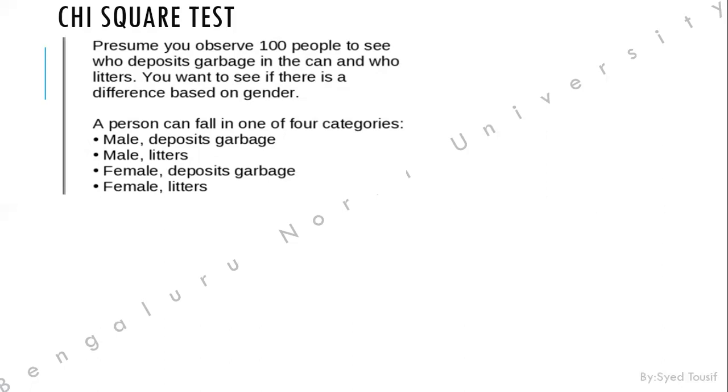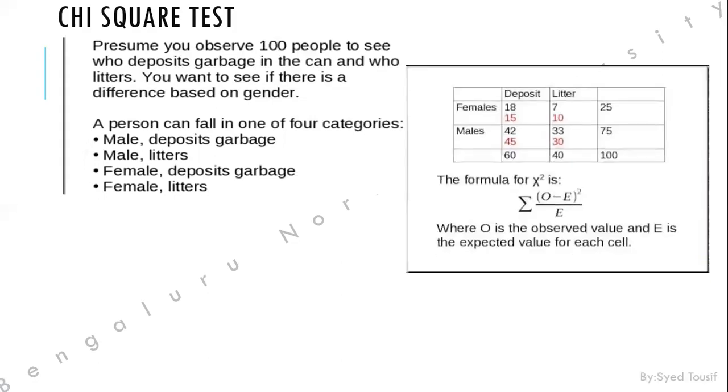A person can fall in the following 4 categories: male deposits garbage, male litters, female deposits garbage, female litters. That is only, right? So we got 4. In this table, first the black values you are able to see are the observed values. Okay, what are the observed values?